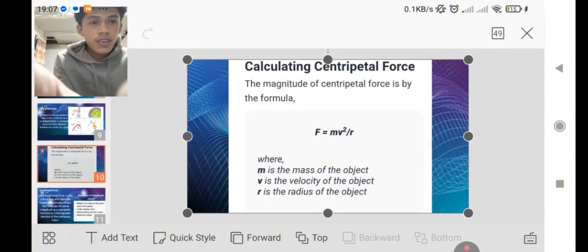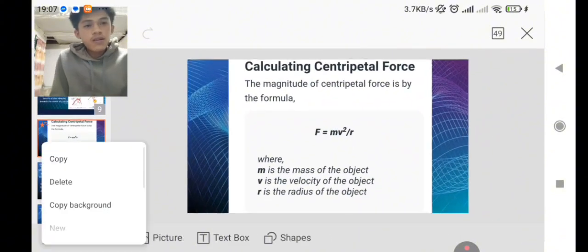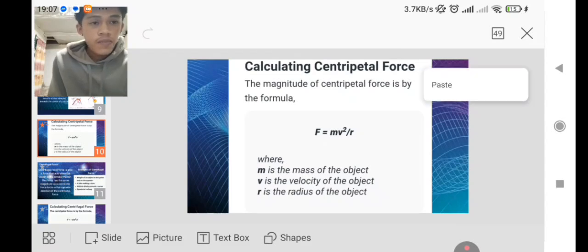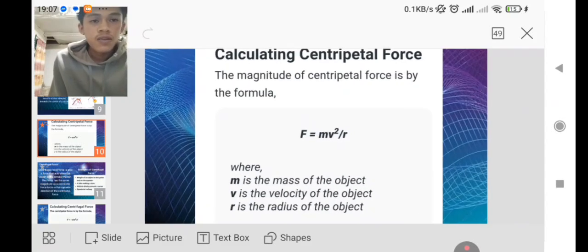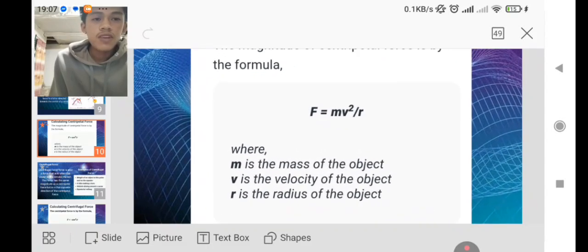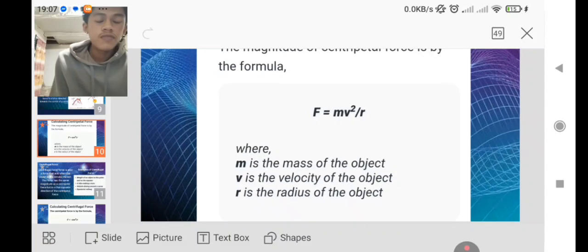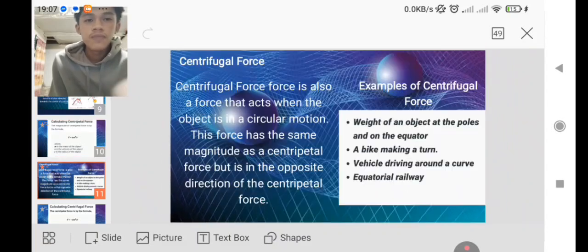So calculating centripetal force. Ang formula, force equals mass times velocity squared over radius, where m is the mass of the object, v is the velocity of the object, and r is the radius.